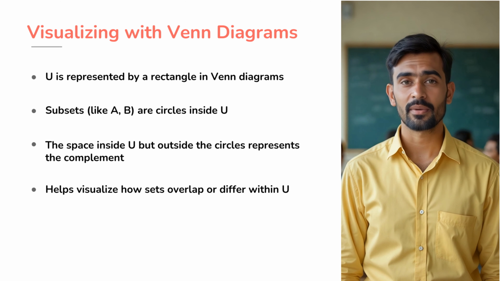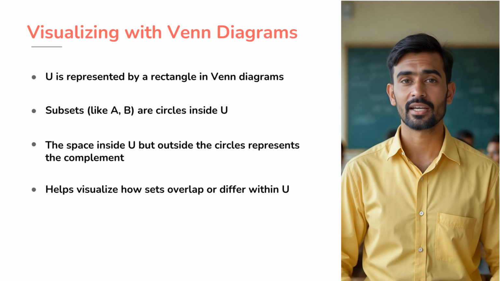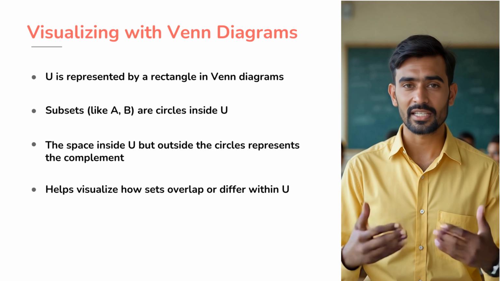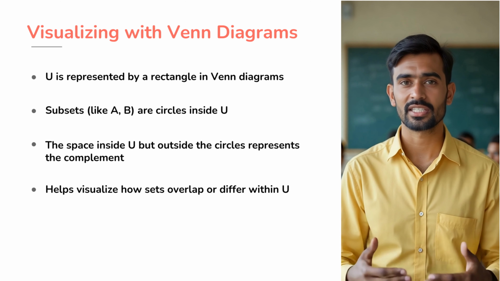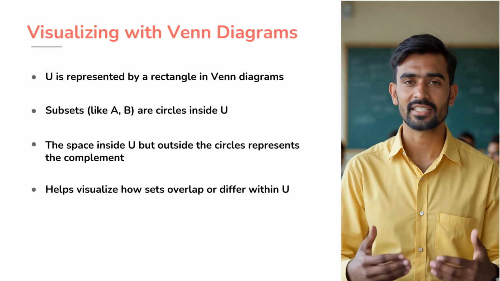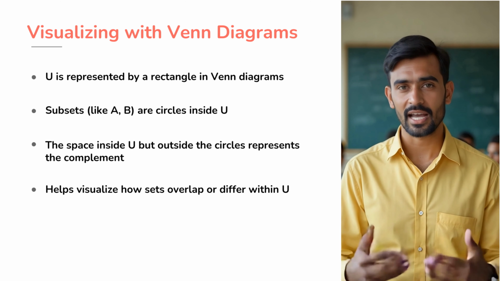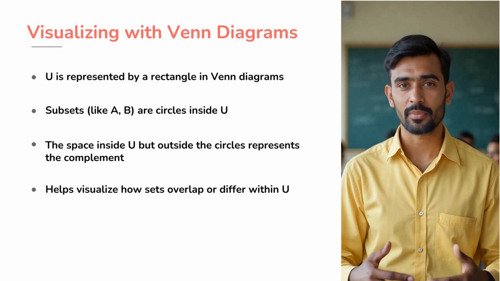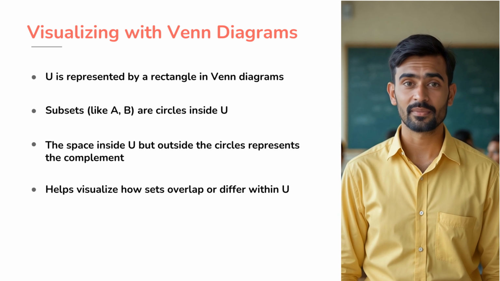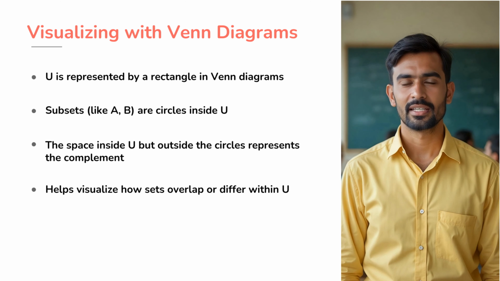In a Venn diagram, the universal set is drawn as a large rectangle. The sets being studied, like A, B, or C, are drawn as circles inside the rectangle. Elements outside the circles but inside the rectangle belong to the universal set, but not to those specific sets. This is helpful when studying complements and set differences.